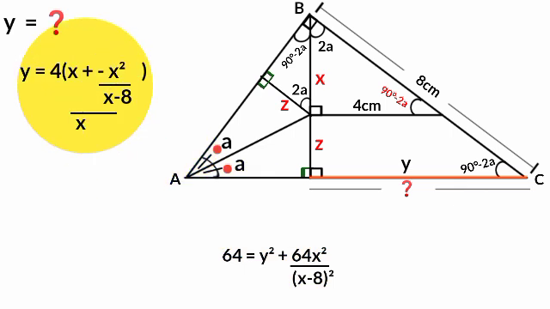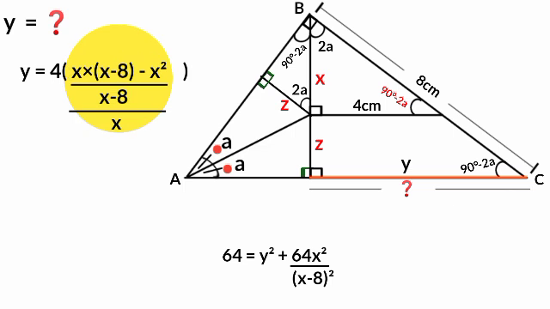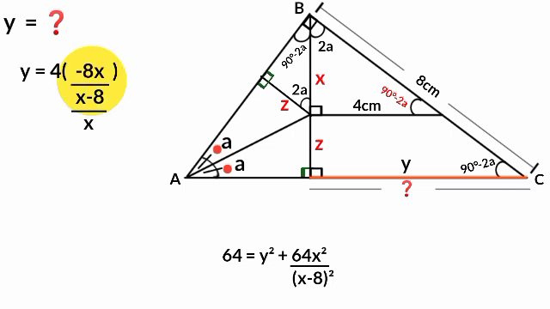Coming back to this equation here, y equal to 4 times (x minus x squared all over x minus 8). Simplify x minus x squared all over x minus 8 into a single fraction. It will be x times (x minus 8) minus x squared all over x minus 8. x times (x minus 8) is x squared minus 8x. This x squared minus this x squared is 0. So it is minus 8x all over x minus 8. This x cancels this x. 4 times minus 8 is minus 32. So y equal to minus 32 over x minus 8.